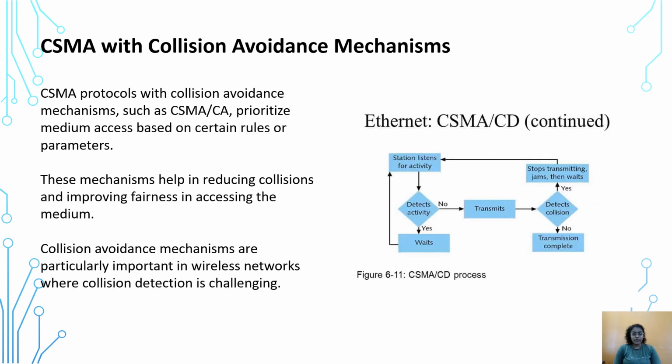Let us see CSMA with collision avoidance mechanisms. CSMA protocols with collision avoidance mechanisms such as CSMA-CA prioritize medium access based on certain rules or parameters. These mechanisms help in reducing collisions and improving fairness in accessing the medium. That means it helps to improve the medium. And collision avoidance mechanisms are particularly important in wireless networks where collision detection is challenging.